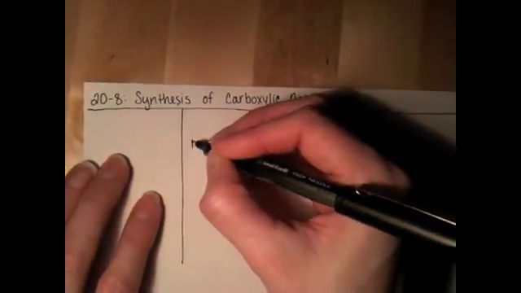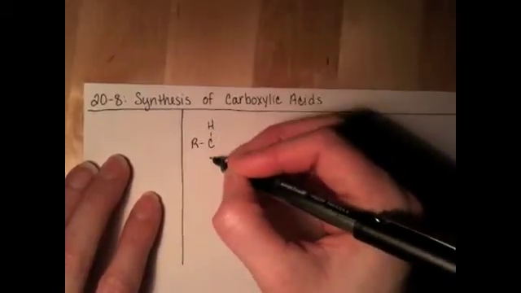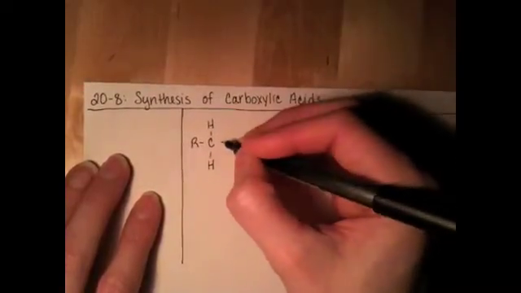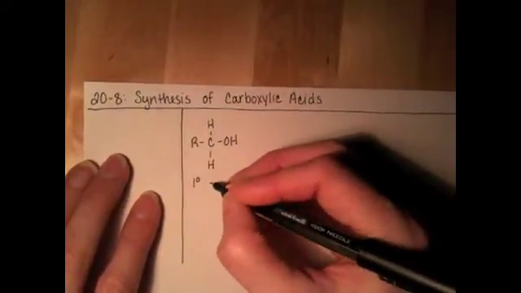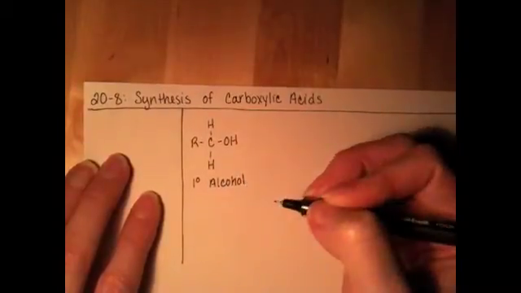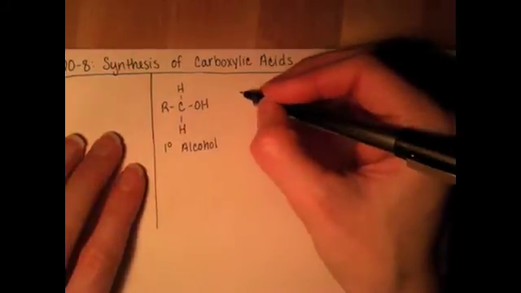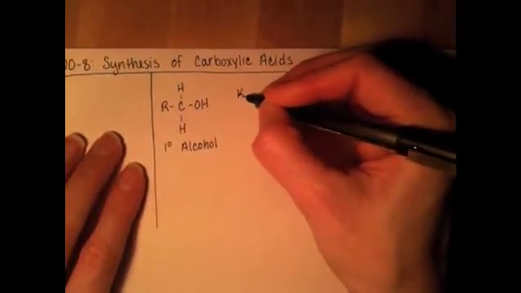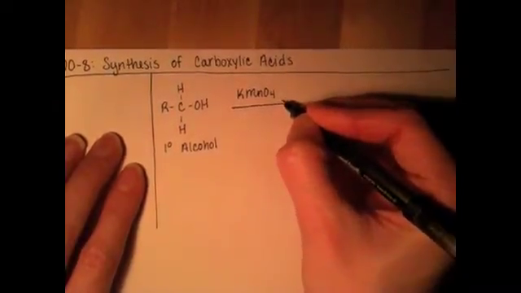So, first of all, I think that the first carboxylic acid synthesis that we ever looked at was primary alcohol oxidation down to carboxylic acid. You can do this with potassium permanganate, which is preferred.